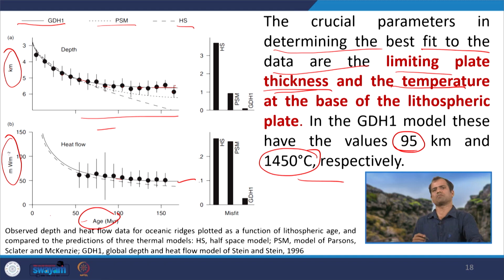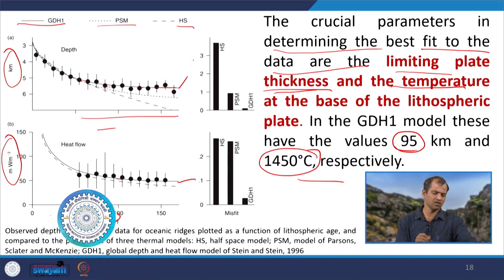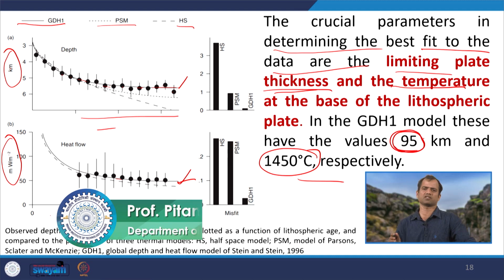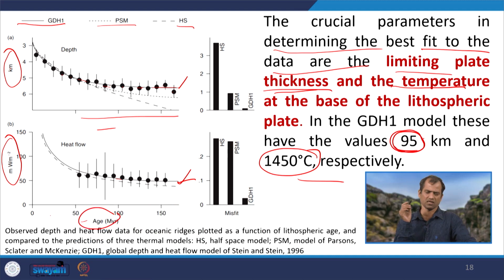So, though different models have been proposed so far, this GDH model is the best one, and here 95 kilometer is taken as the lithospheric thickness and 1450 degrees Celsius as the temperature. This model best fits the global observation of the present-day different ocean basins. So, thank you very much, and we will meet in the next class.